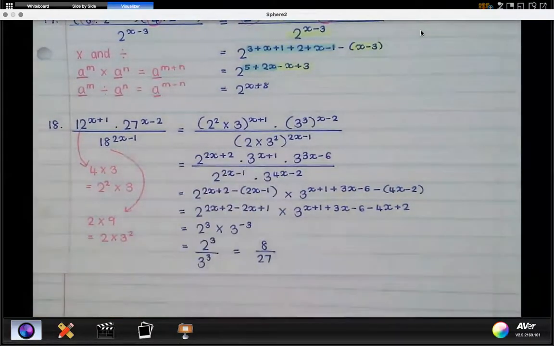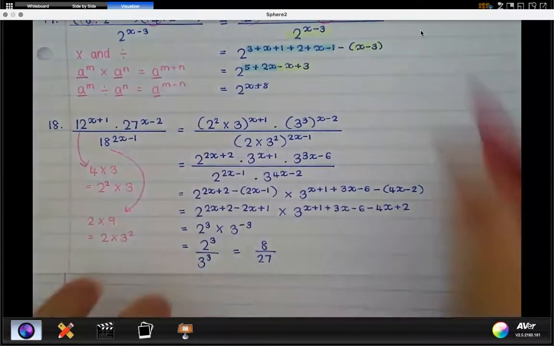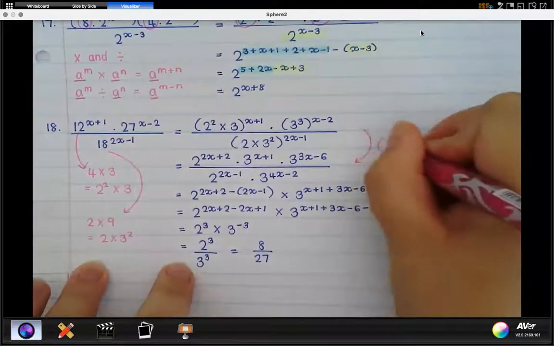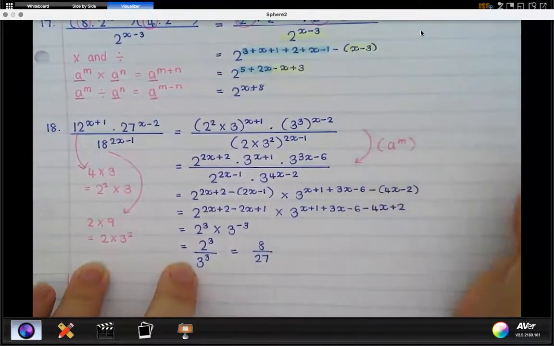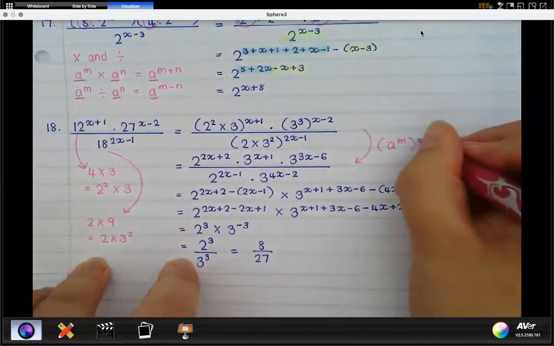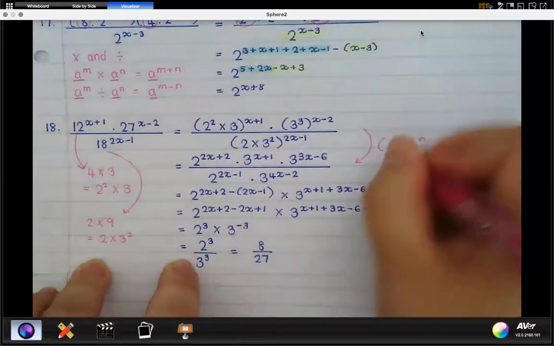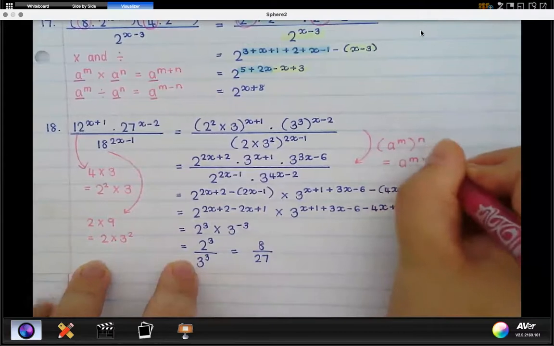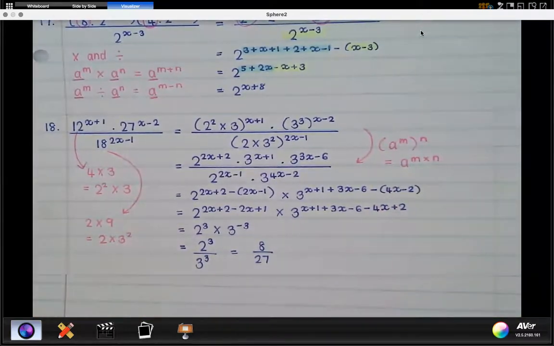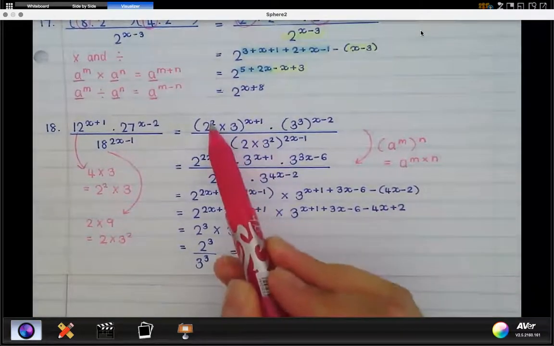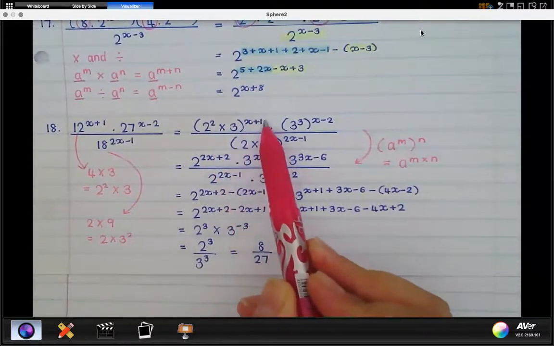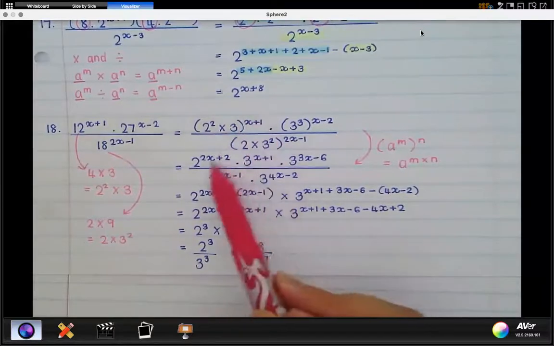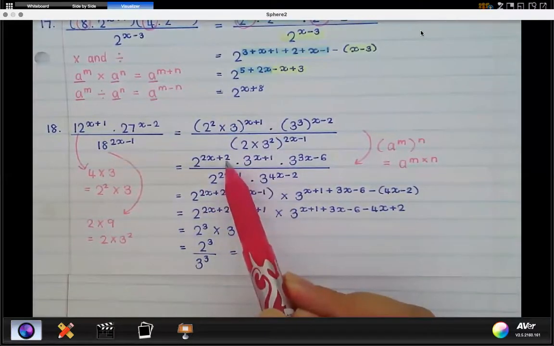Now, once you have that, guys, you're going to apply, from this step to this step, this law: a to the power of m, to the power of n. There's an exponent on the inside of the bracket and on the outside of the bracket. You guys know that you now have to multiply those exponents together. So here we have a 2, and on the outside we have an x plus 1. I have to multiply that 2 by the x and by the plus 1. That will give me 2x plus 2.